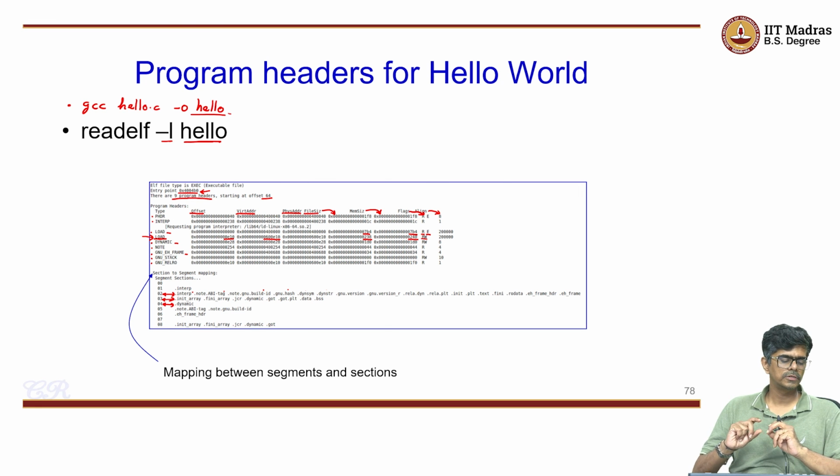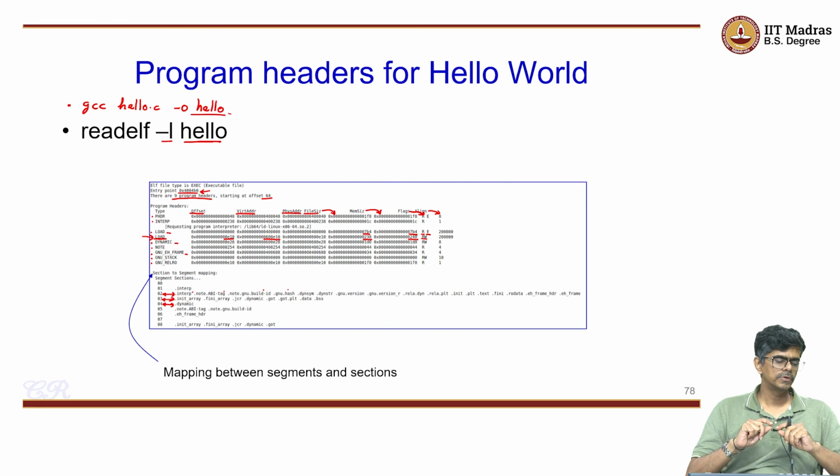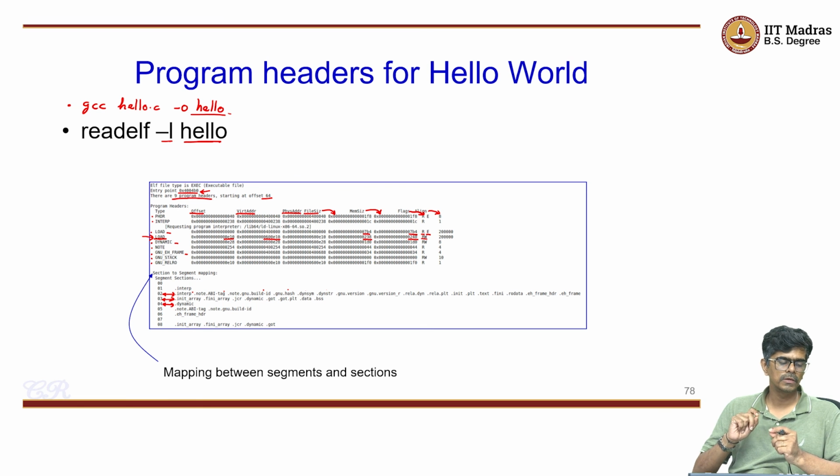So what we see over here is that in the executable view, there would be a mapping between segments and corresponding sections.